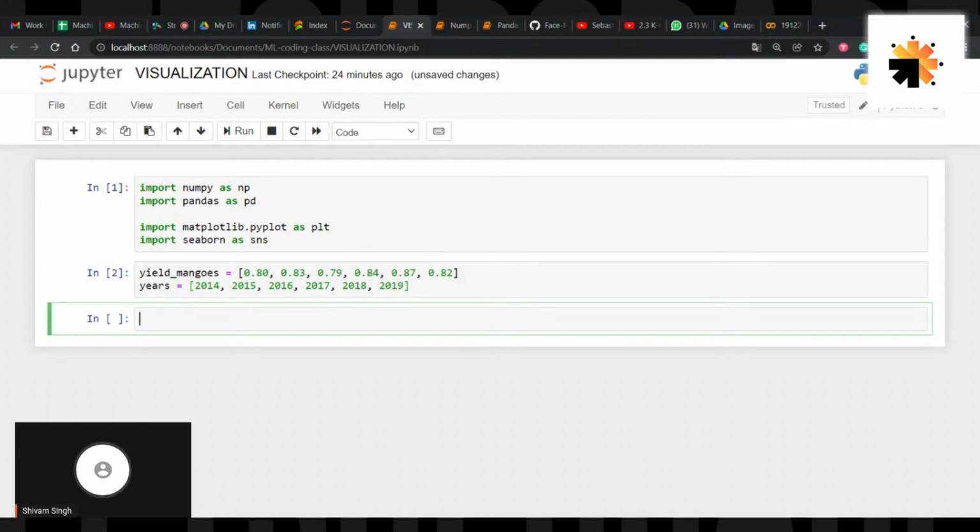So I want to plot it. If I want to plot it, how can I plot it? I can do it by using plt dot plot. This is going to give you the line plot.